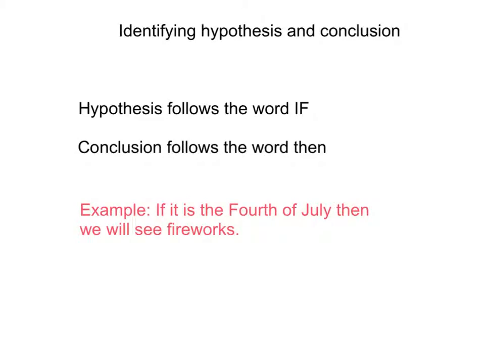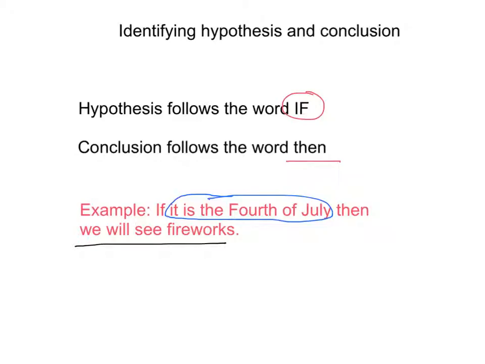When we are identifying a hypothesis and conclusion, there's a few key words that we look for. A hypothesis follows the word if, whereas a conclusion follows the word then. So let's look at the example below to see if we can identify the hypothesis and the conclusion. If it is the 4th of July, then we will see the fireworks. So the hypothesis here is it is the 4th of July, and then the conclusion is that we will see fireworks.